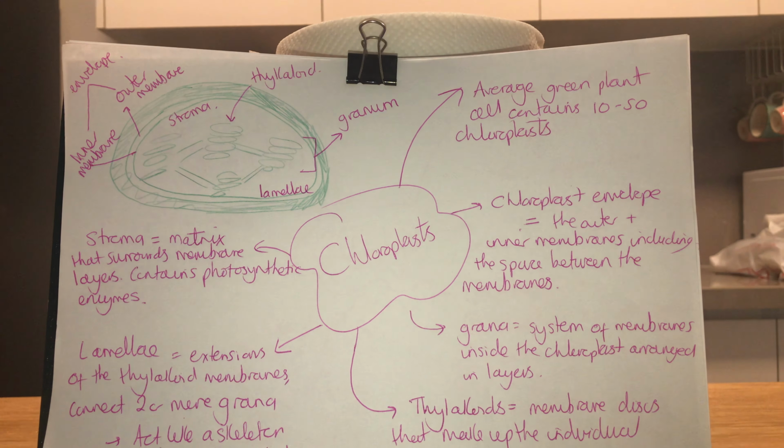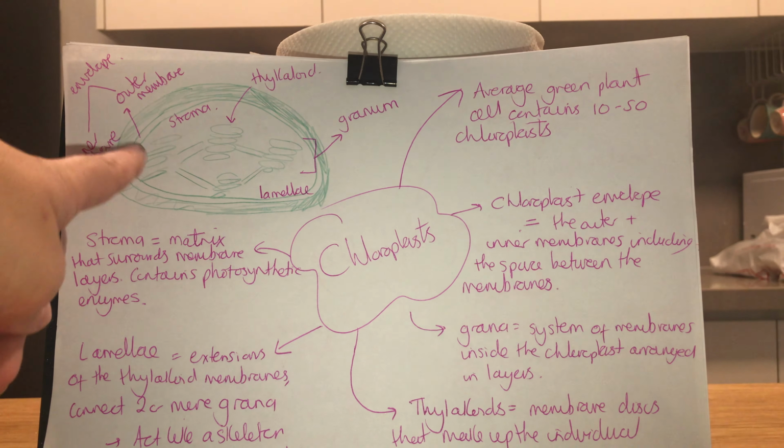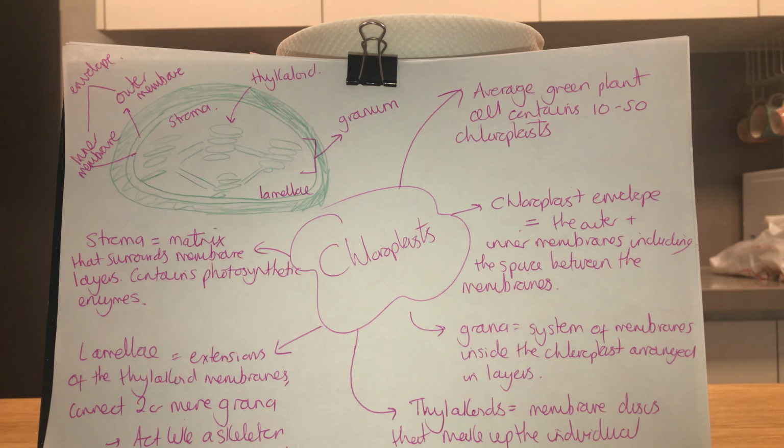In the chloroplast, there are various different structures that you need to be able to pick out, label and describe the function of. In no particular order, the first one is the chloroplast envelope, which is the inner and outer membrane and the space in between them, essentially. That's what your chloroplast envelope is.